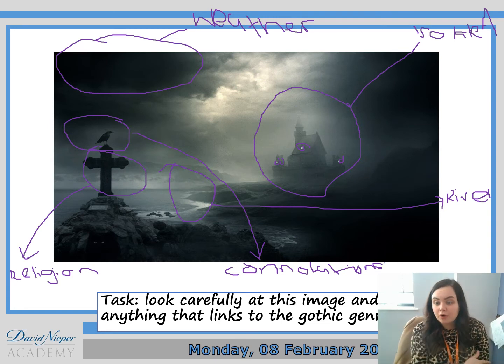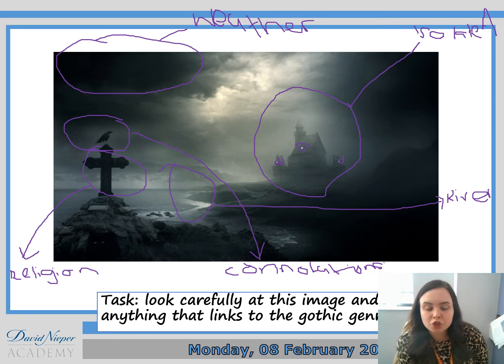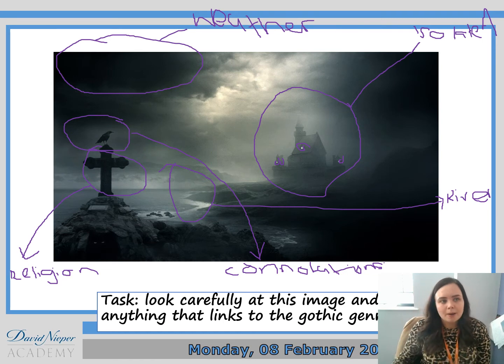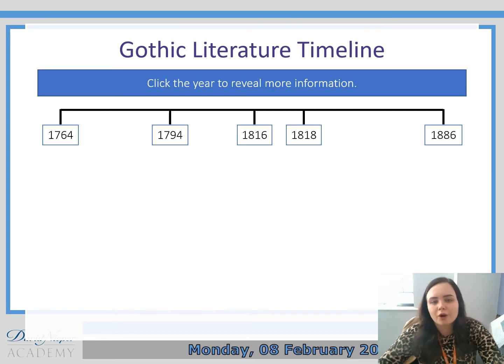So there's lots more on here that I'm sure you've picked up, but I just wanted to discuss a couple with you. And obviously we're going to build and develop on these ideas in our next couple of lessons. But just to finish off today, I just wanted to talk you through the Gothic literature timeline. So where Gothic literature really came from. So Gothic literature is Gothic writing, okay? So literature is anything that can be read, written, that sort of thing.